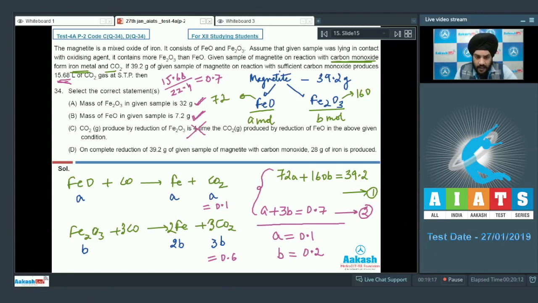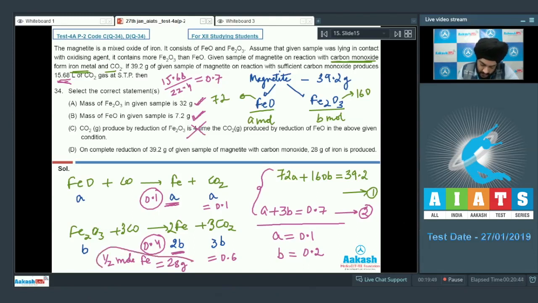And if you look at the D option now, on complete reduction of 39.2 gram of the given sample of magnetite with carbon monoxide, 28 gram of iron is produced. So if we talk about the iron now, we have A plus 2B moles of iron. The value of A was 0.1 and the value of B was 0.2. So 2B shall be equal to 0.4. So if we talk about the total moles of iron formed, it shall be equal to 0.5, which means that half mole of iron is formed and the mass of half mole of Fe is indeed equal to 28 grams. So students, the fourth statement is correct. So students, for this question, we have to select option A, option B and option D as the correct answer. Let us look at the next question now.